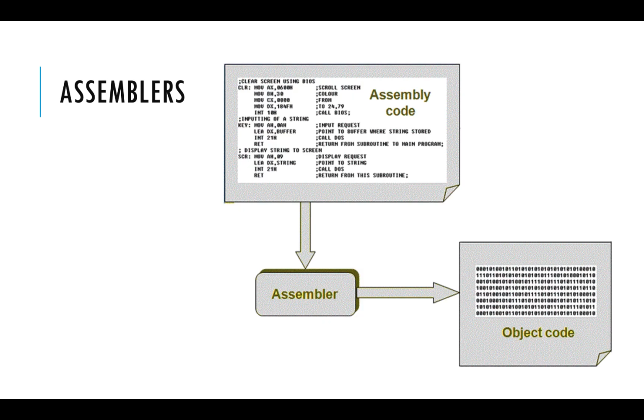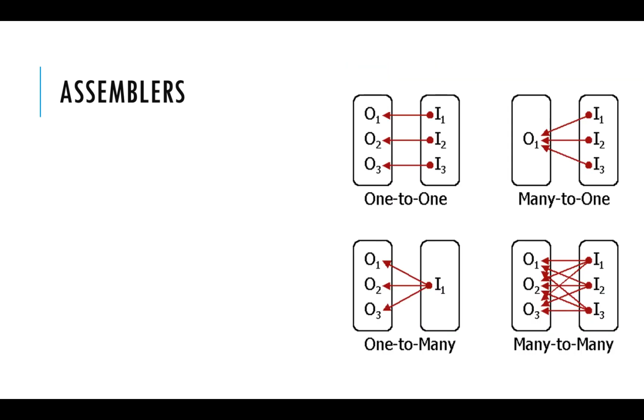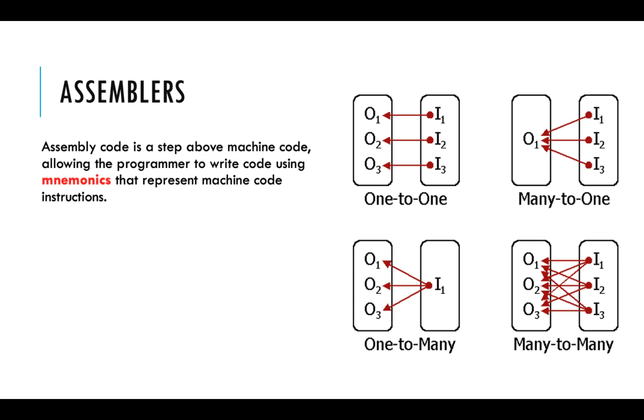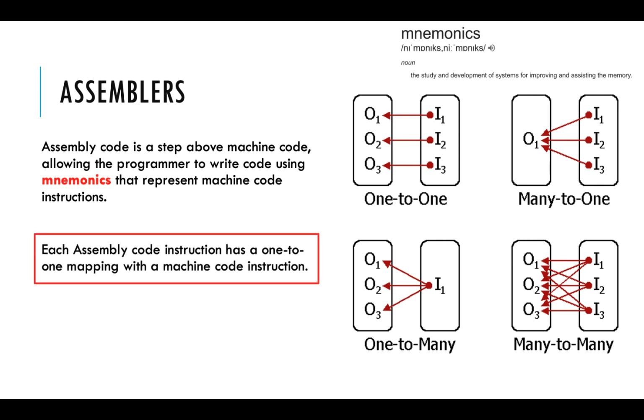Now we're going to look at assemblers. The process of getting from assembly language to machine code is the process of assembling. Assembly code is a step above machine code, but it's still a very low-level language. It allows the programmer to write code using something called mnemonics, and they represent a machine code instruction. Each assembly code instruction has what we call a one-to-one mapping with machine code instructions. That means we reduce the need for ambiguity, so it's unambiguous. You can only interpret it in one possible way.